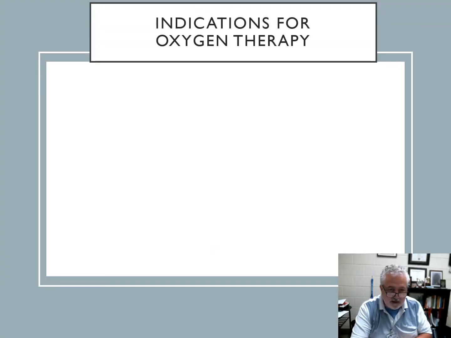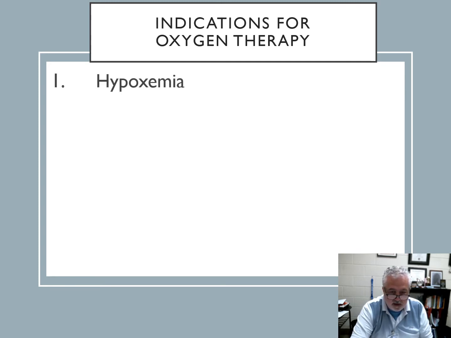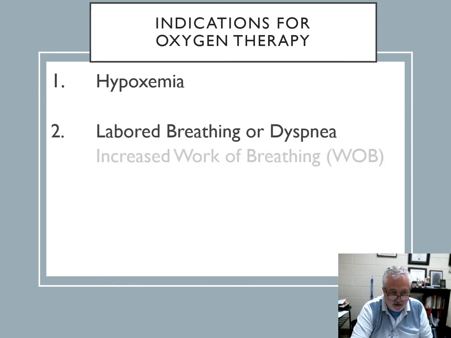All right, indications for oxygen therapy. This is where we start talking about what's in the book. This is on page 6 at the bottom right of Pursing. We can also refer to the Egan book, the chapter over medical gas therapy. But Pursing is what we've been following, and hypoxemia is an indication, as is labored breathing or dyspnea.